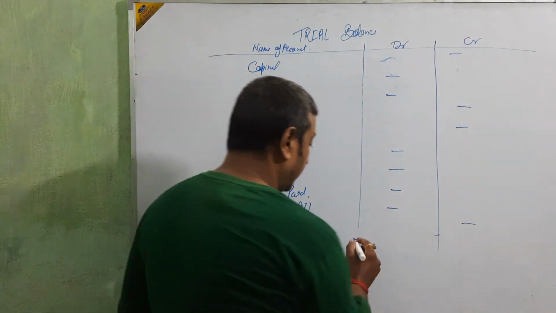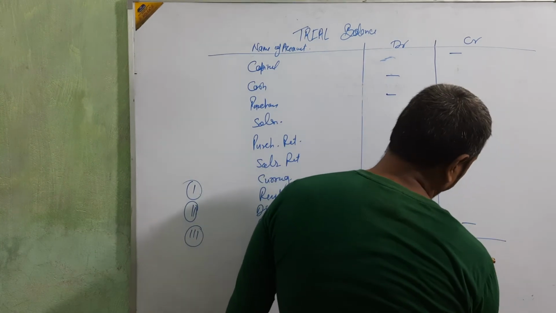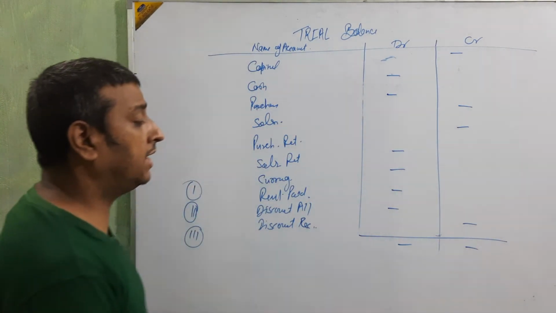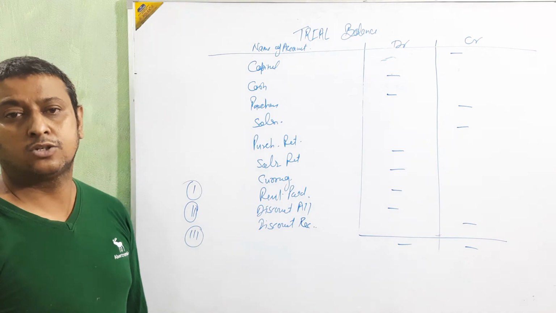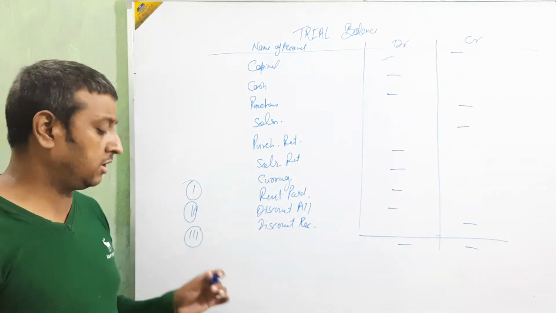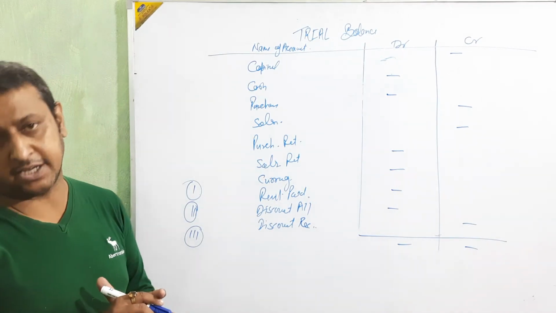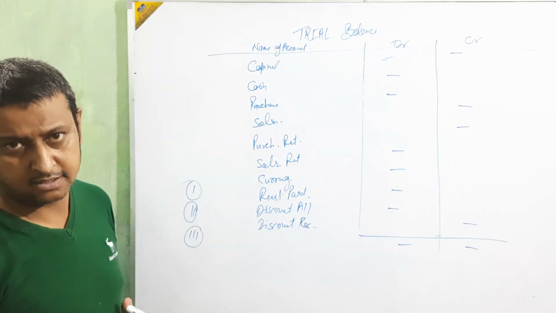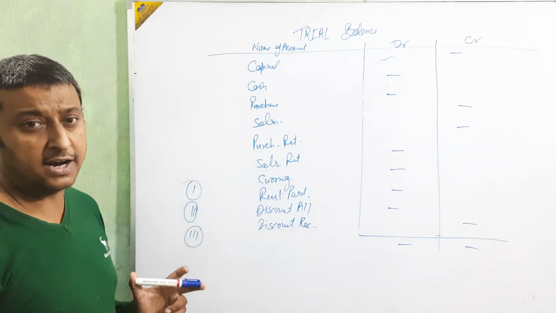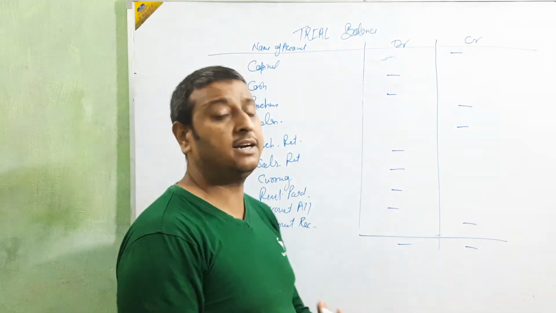And then the totaling of this: both are coming equal, so your trial balance is okay and all your accounting is okay. No fault is there. Okay? That is, any fault that will affect the trial balance.